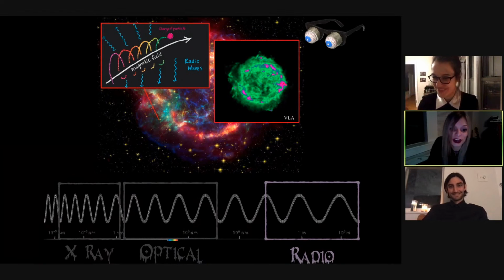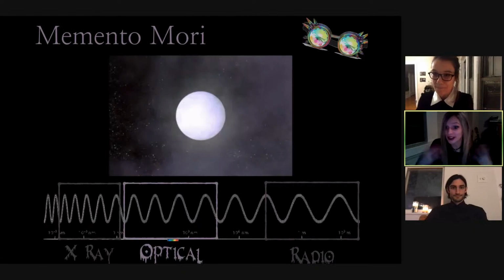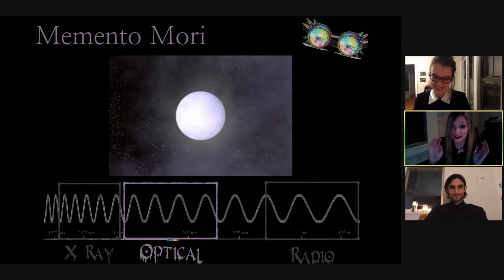The image on the right that just popped up is the very same corpse of Cassiopeia A, but specifically in radio. So that's looking at Cassiopeia A with your radio glasses on. And with that, I will take my radio glasses off and we'll pass it over to some optical lenses, which Wynn is going to tell us more about.